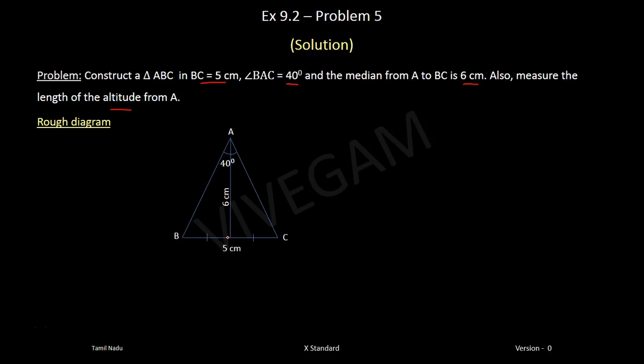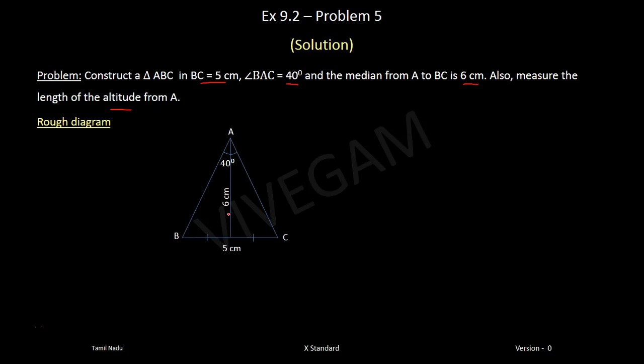So we have BC, and we need to draw the angle A, that is BAC, is 40 degrees, and the median. What is the median? From the vertex you draw a line connecting the midpoint and the opposite vertex. So this is your median. This point is the midpoint of BC, and if you connect this midpoint to the opposite vertex, that becomes the median. The length of the median is 6 cm.